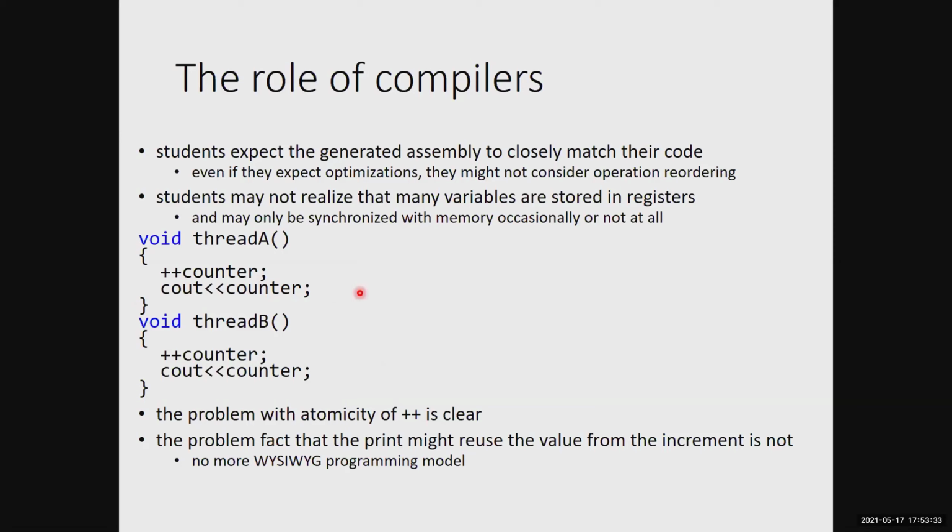because it's quite possible that the compiler will just reuse the value from the increment also for the print. And that might be surprising to some of the students, that they might expect it's possible that both these increments happen at the same time, and then later both of those prints will happen at the same time. So if the counter starts with 0, they'll get 2 and 2 printed from both threads. And while it's perfectly possible, they might not ever get 2 and 2.